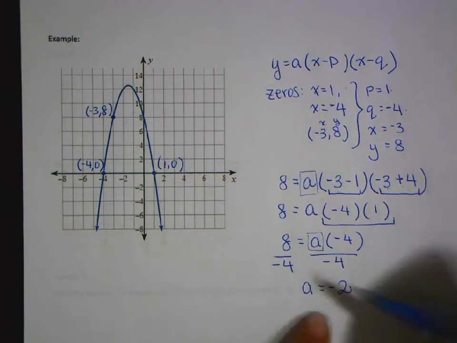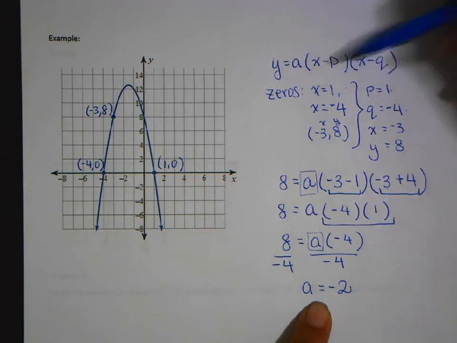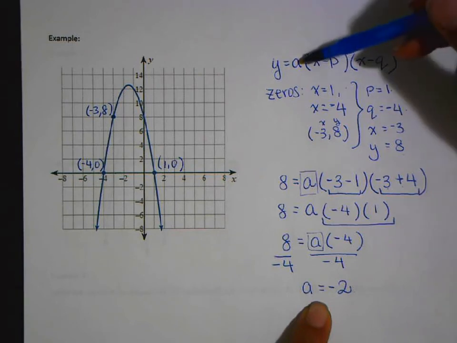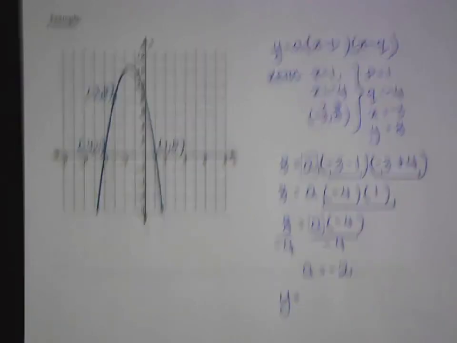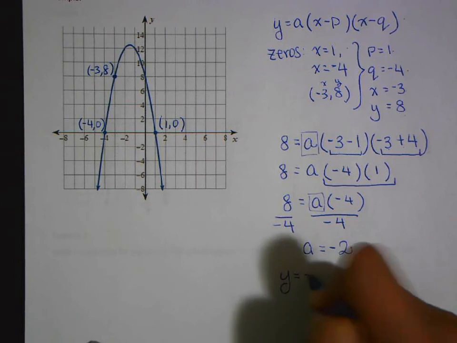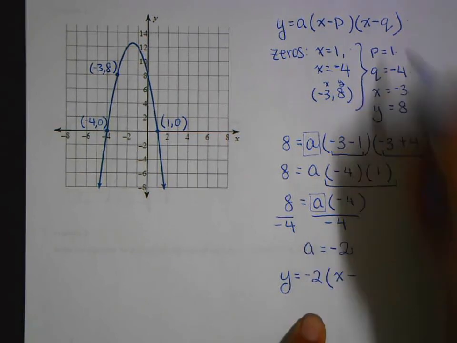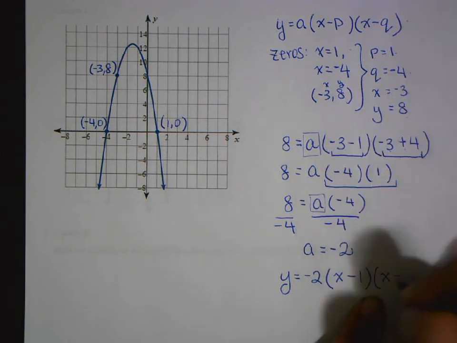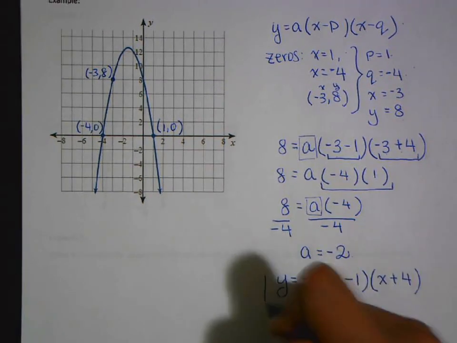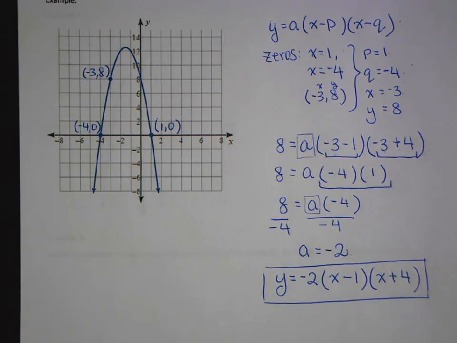Now that I have a, I can go back to my formula. Remember that my x's and my y turn back into x and y, and I can now plug in a, p, and q. So my final equation for this function is y equals, my a is -2, times the quantity of x minus my p, which is 1, times the quantity of x minus my q, which is -4, so minus -4 is plus 4. And that is your equation in x-intercept form for the given graph.